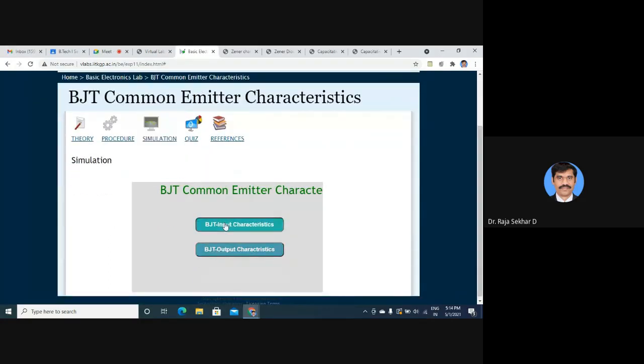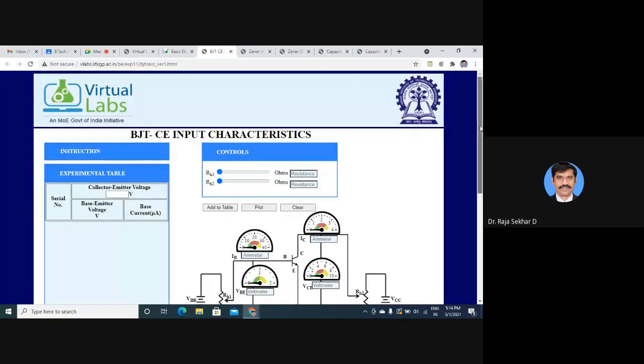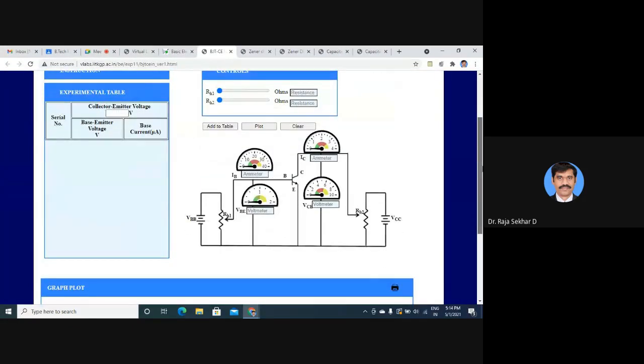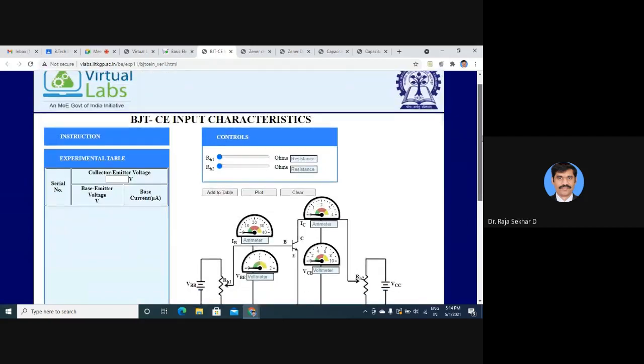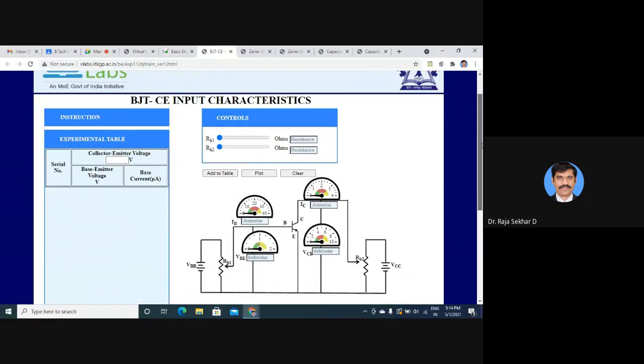So BJT input characteristics. We already have the procedure in the observation book as well as the record. So what are the input characteristics? We have to fix the output voltage, change the input voltage, and draw the graph between VBE and IB. Yes or no?